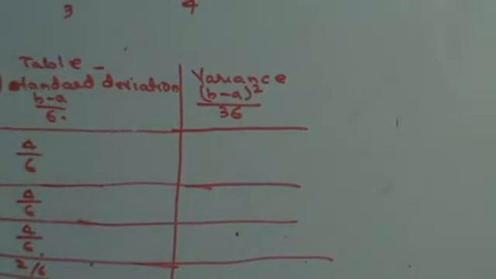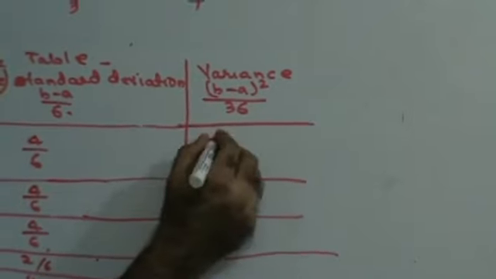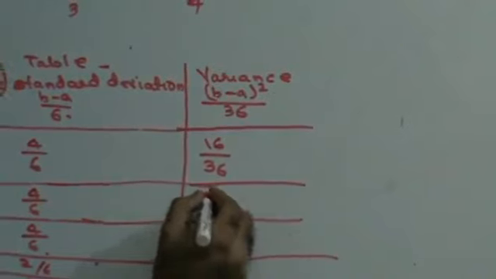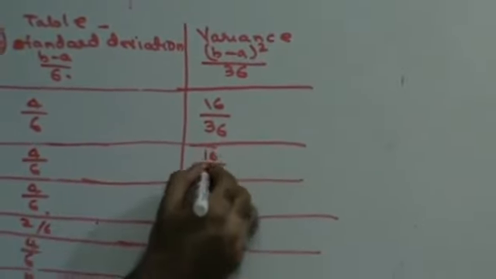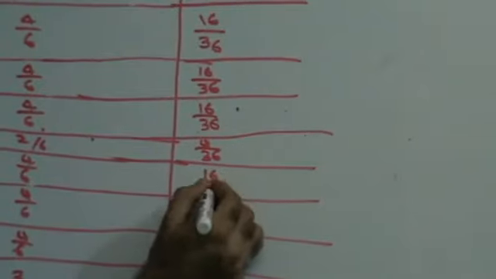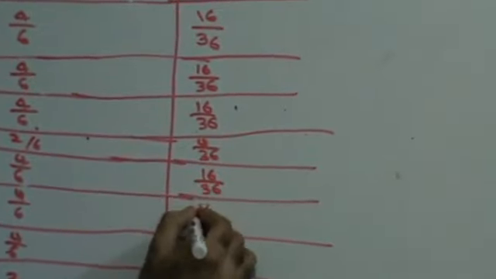Now, (b minus a) the whole square is going to be nothing but 16 upon 36. All I need to do is just square these numbers. This is again 16 upon 36, 16 upon 36, 4 upon 36, 16 upon 36, 16 upon 36, 16 upon 36, and 16 upon 36. So thus my estimate timetable is made.